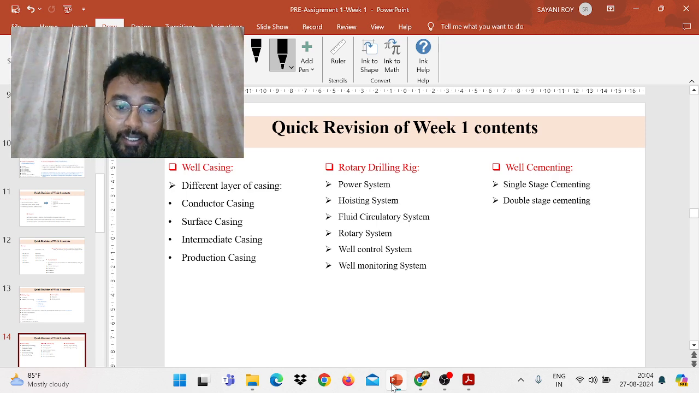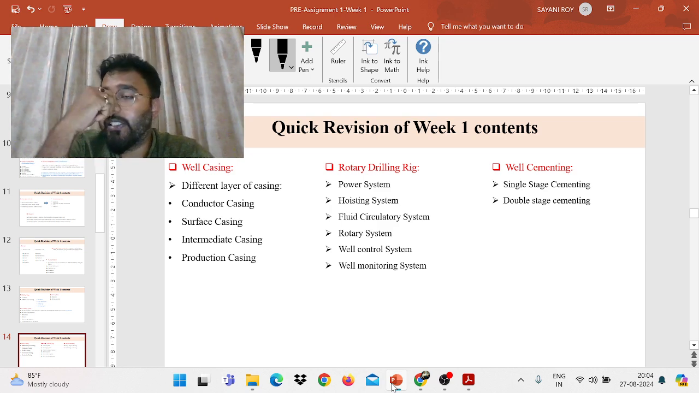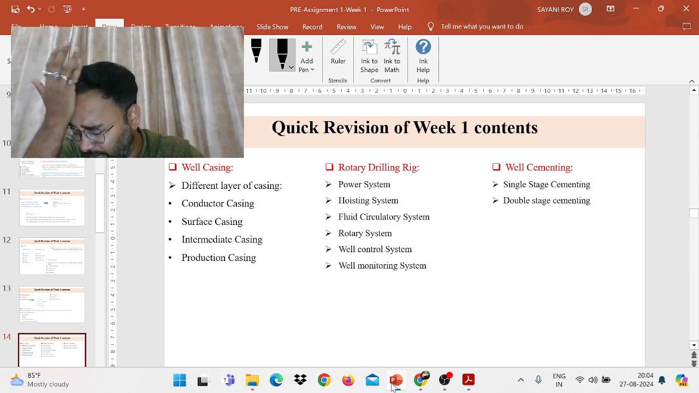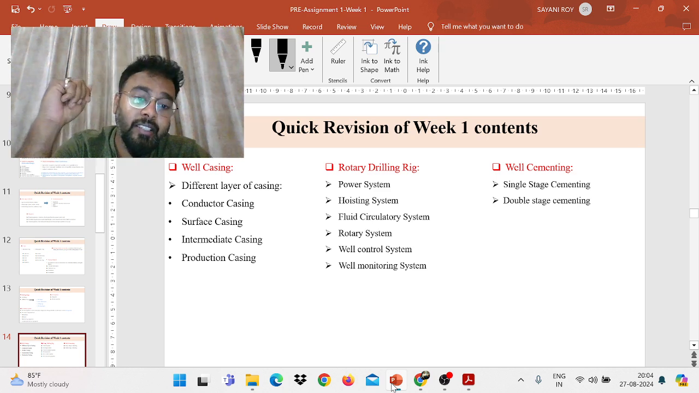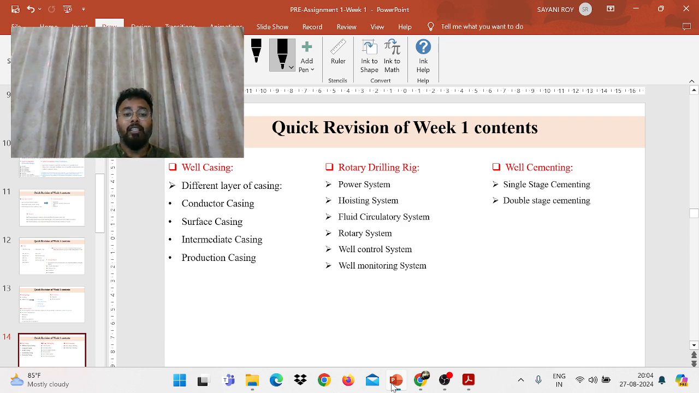Then there is well casing. Different types of casing are used. First is conductor casing, that is used just after drilling 40 or 50 meters of hole. Then there is surface casing. Inside the conductor casing you use surface casing. Then there is intermediate casing, which is the long strand of casing, the longest strand you can say. Then there is production casing, that is the last casing through which the production is done. And in some cases liners are also used inside the production casing.